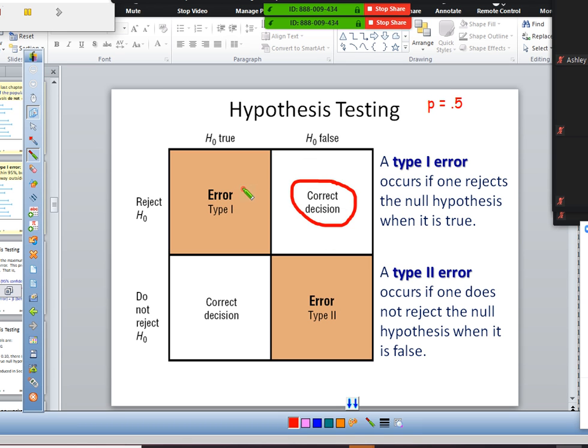But it's possible that my deck could have been 50%, and if it was, and you rejected the null hypothesis, then you're making a type 1 error, which is that sometimes, randomly, you will just get something unusual. And you'll think that it's unusual because your mean is different when it's really not.